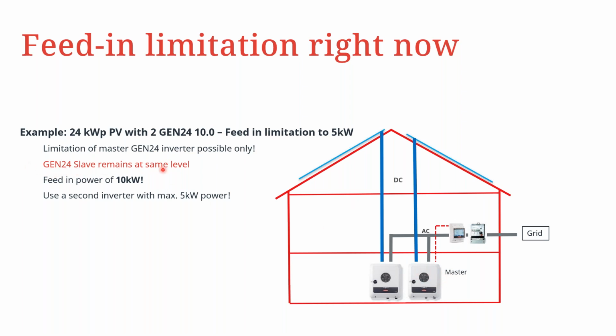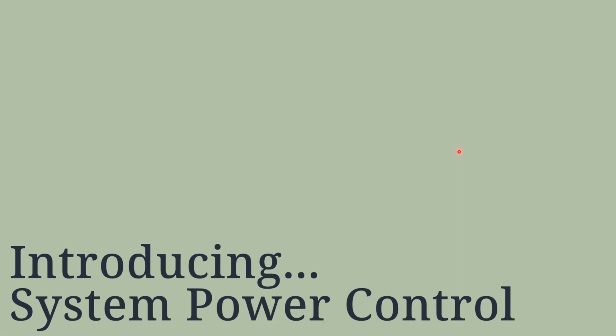And then the slave inverter would remain at the same limitation level. So in this case, feed-in power will be at 10 kilowatts, and the second inverter with a maximum 5 kilowatt possibility going to the grid. So if we do require the limitation, we are able to limit the first master inverter, and then the next inverter is producing the maximum output that is possible.